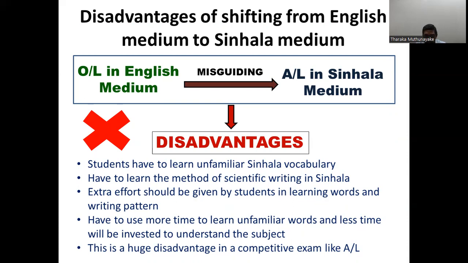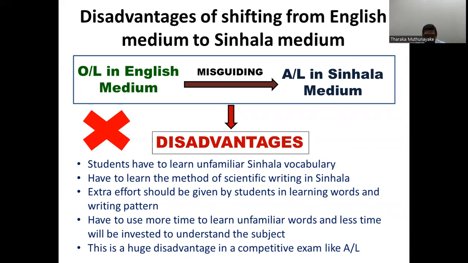One of the disadvantages is that students have to learn unfamiliar Sinhala vocabulary. Let's say an English medium student follows subjects in English medium, especially science, maths, and other major subjects, from grade 6 up to O levels. During this period, that student becomes familiar with so many English terms commonly used in science and other subjects. Such a student does not have knowledge about Sinhala vocabulary or Sinhala terms, especially in the science field. When this English medium student moves to Sinhala medium, that student doesn't know many scientific terms which are known by Sinhala medium students who did their O levels in Sinhala medium.